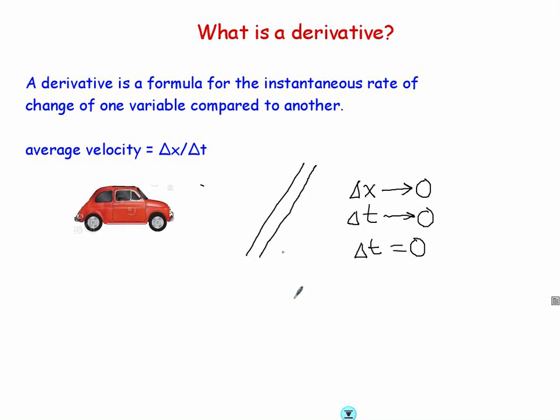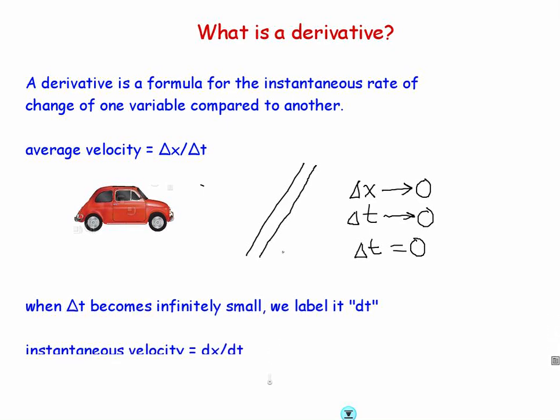Well, that's the problem that derivatives solve. In a derivative, we say that delta t becomes infinitely small. Basically, it's equal to 0. And because that's a very special situation, we don't call it delta t anymore. We call it dt. So you're going to see that notation. A delta becomes a d when the interval becomes infinitely small. And so instantaneous velocity is labeled as dx/dt. And that's a derivative. So let's see how to do that.